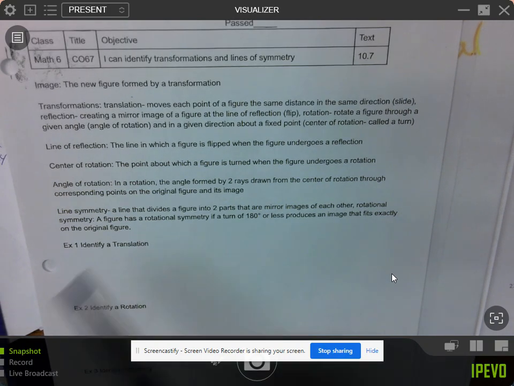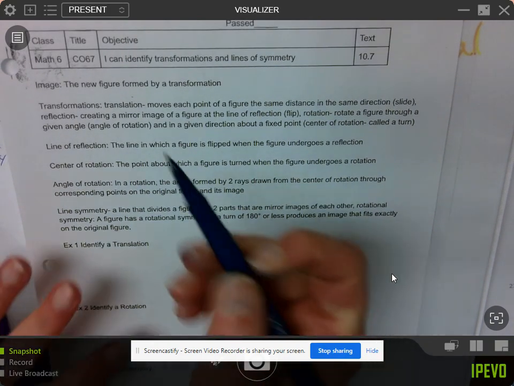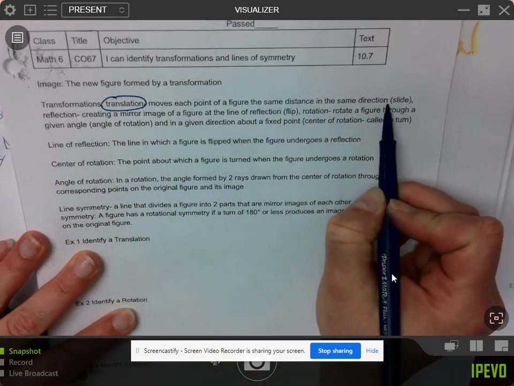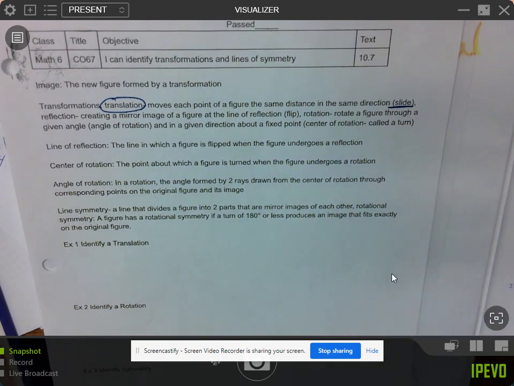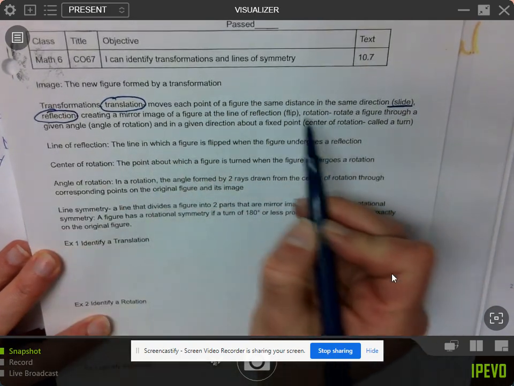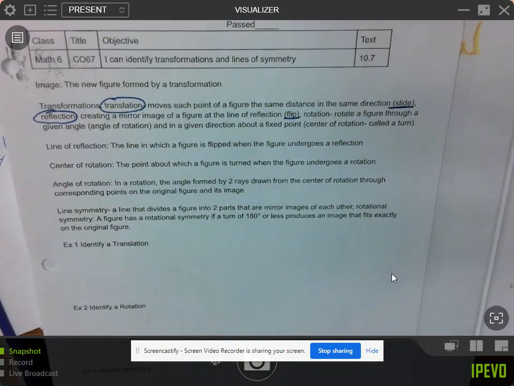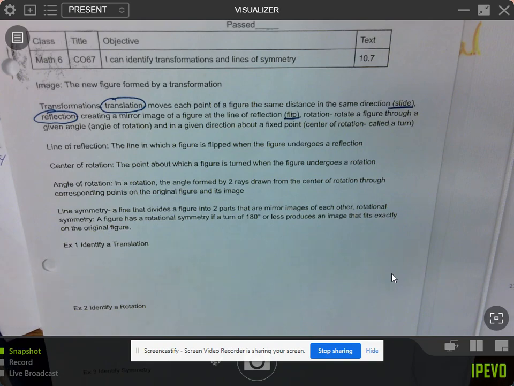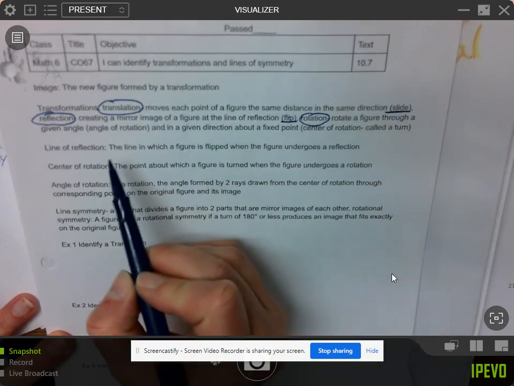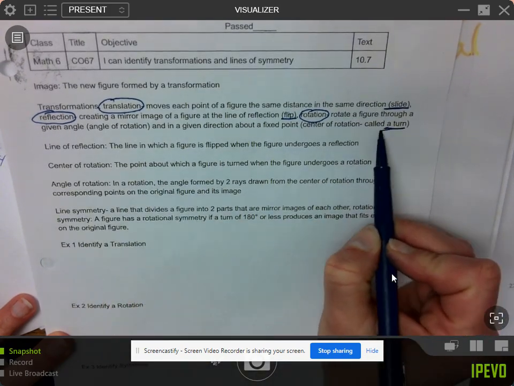So what is a transformation? Transformation are three different things. It could be a translation, which is the same thing as a slide. So when you transform something, you are sliding it across, you're sliding it down. A reflection is the same thing as a flip. So you take something and you flip it. Okay, so a reflection is a flip, and a rotation is a turn.